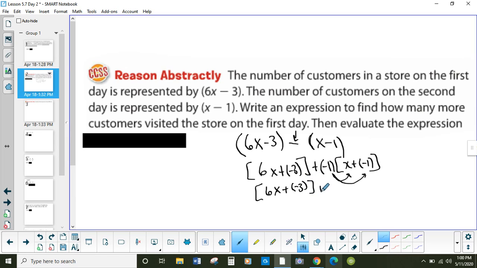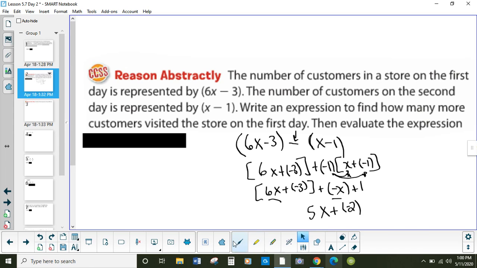Distribute, put a plus sign in the middle of everything. We can do that because we use the rule for subtraction. So I have negative 1 times x is negative x, or negative 1x is the same thing, right? And negative 1 times negative 1 is positive 1. So now I can combine like terms. 6x's, take away an x, leaves me with 5x's. 3 negatives, 1 positive, leaves me with 2 negatives. And we have an expression that is 5x minus 2.